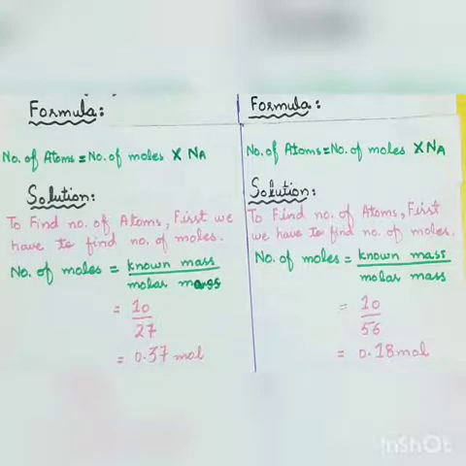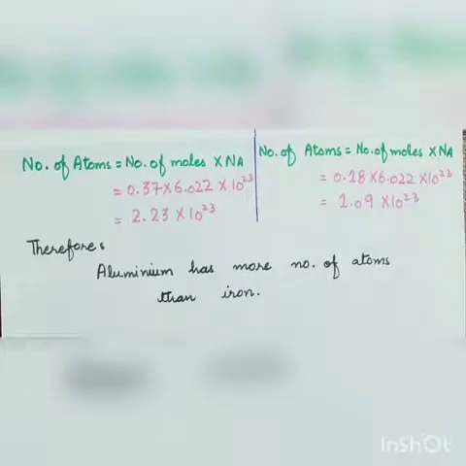Number of atoms is equal to number of moles multiplied by Avogadro number. By putting values in the above formula, number of moles 0.37 and Avogadro number 6.022 × 10^23, we will get 2.23 × 10^23. For iron, we put number of moles of iron 0.18 and Avogadro number 6.022 × 10^23. We will get 1.09 × 10^23.